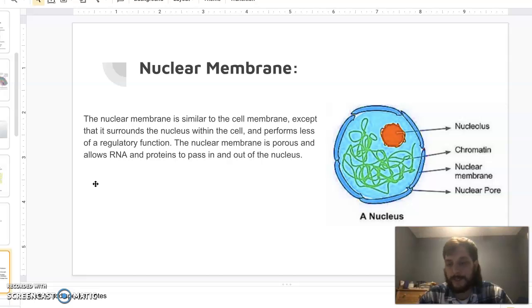Very similar to the cellular membrane, this regulates what goes in and out of the nucleus, while the cellular membrane regulates what comes in and out of the cell. And as you can see, here's a picture of a nucleus, there's the nucleolus, and then surrounding it is your nuclear membrane.